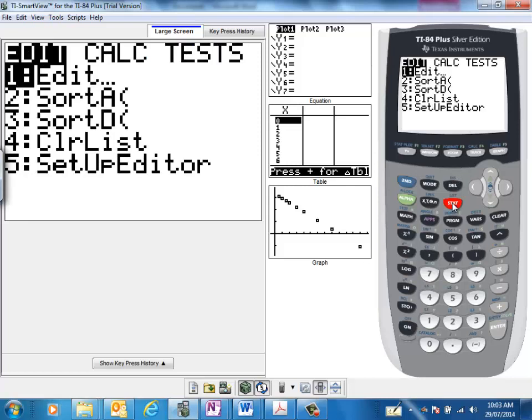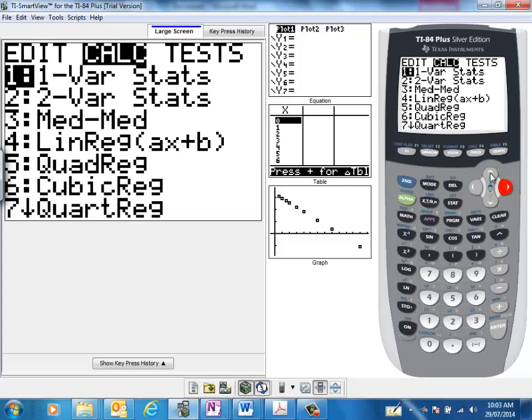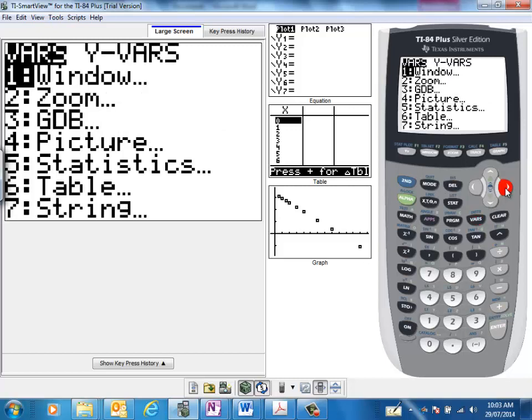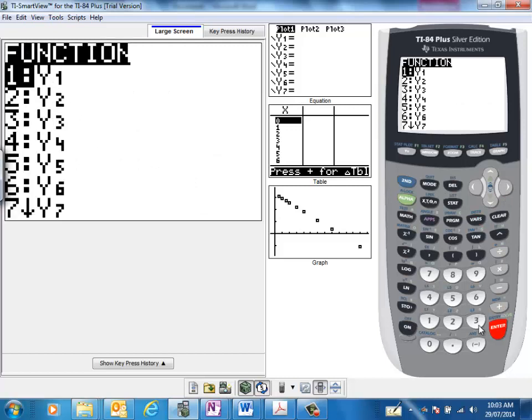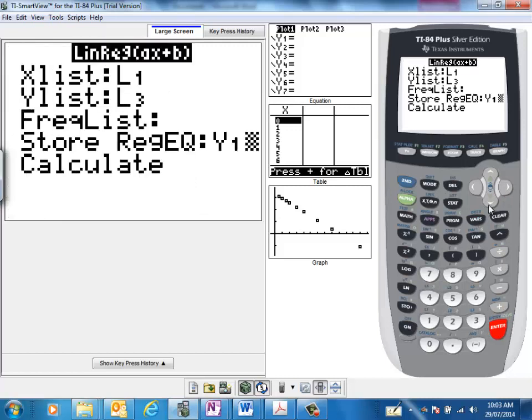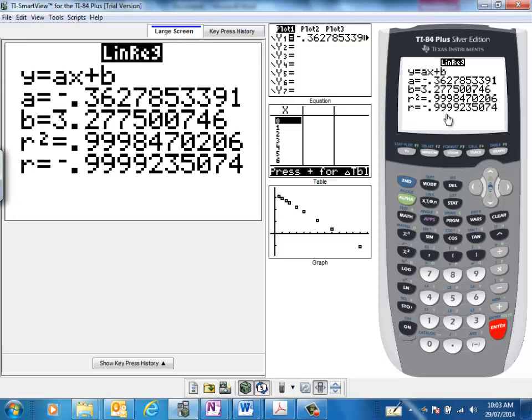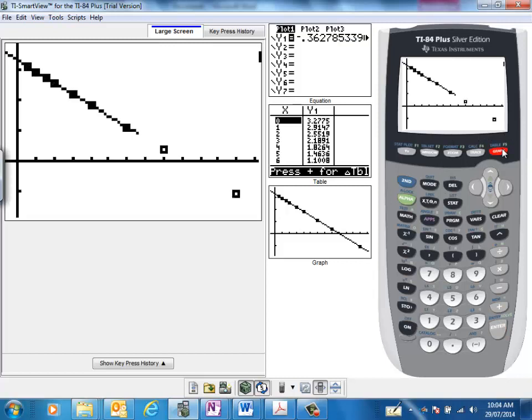If we go to stat, go to calc, we're looking for linear regression number 4. We're using list number 1 and list number 3. We'll store that into our vars, into our yvars function, and put that into y1. Then we calculate that, and if you've got your diagnostics on, you should get your R correlation. Awesome correlation there. If I go graph, it will tell me what my function is.